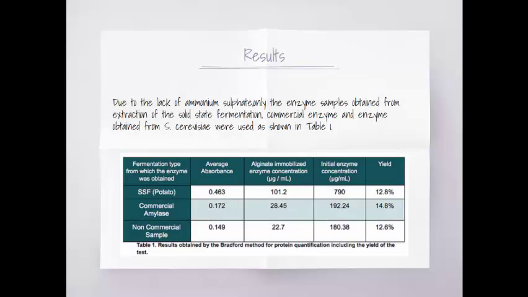Results: due to the lack of ammonium sulfate, only the enzyme samples obtained from the extraction of the solid-state fermentation, commercial enzyme, and enzyme obtained from S. cerevisiae were used, as shown in Table 1. Here we can see the average absorbance and the alginate-immobilized enzyme concentration using Equation 1. Also, we can see the initial enzyme concentration and the yield that the absorption produced.